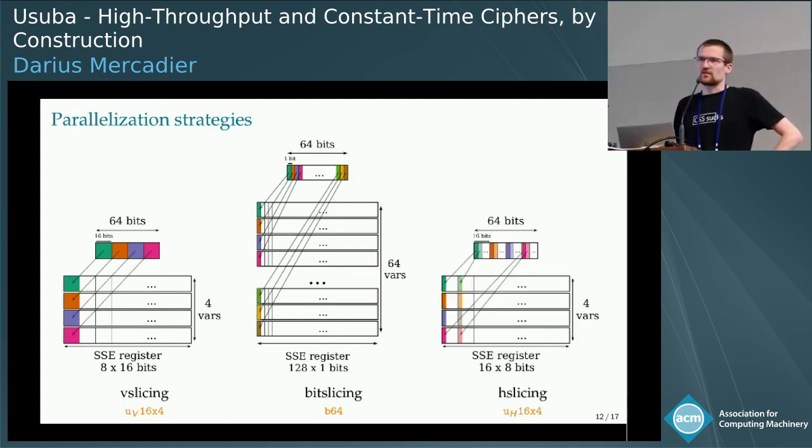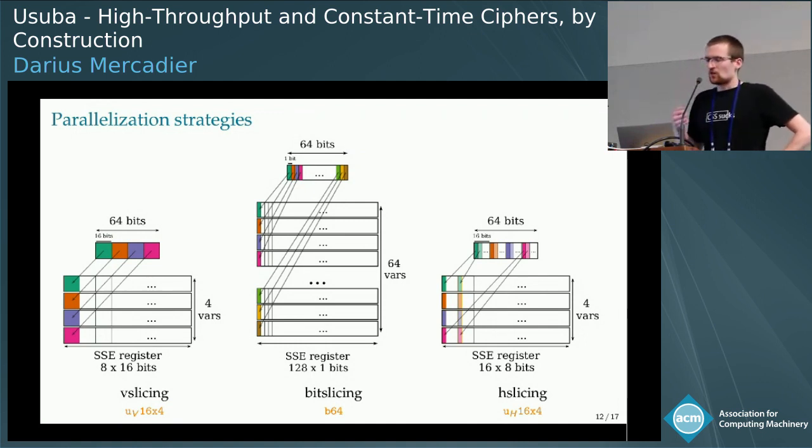And finally, you have horizontal slicing, which still offers a low register pressure. You have more power for your permutations than in V-slicing, but you cannot do arithmetic operations. And which one you will use will depend on the cipher you are considering and the architecture you are targeting.